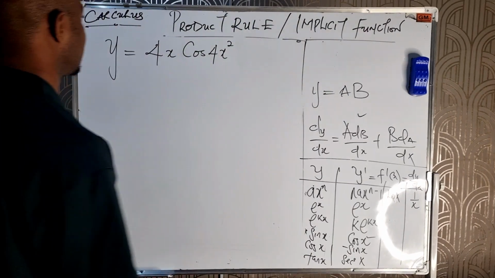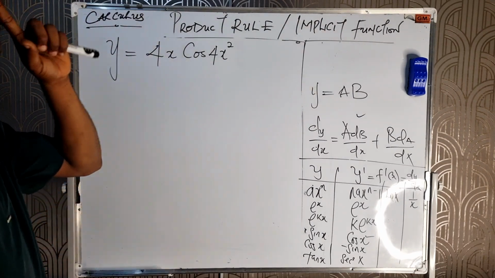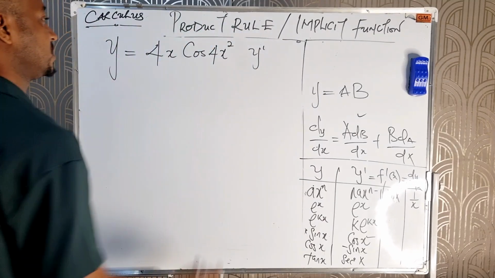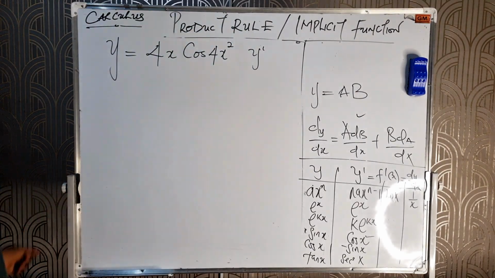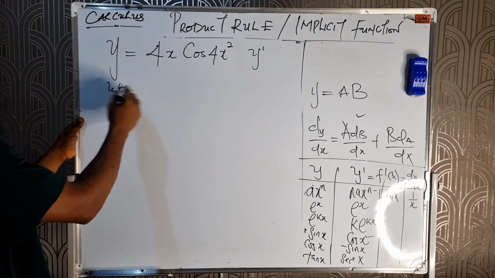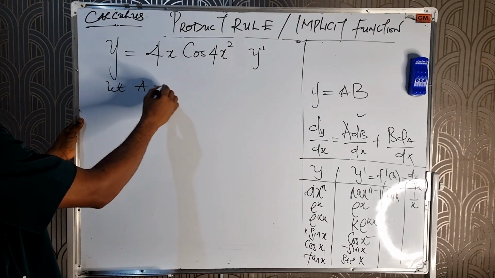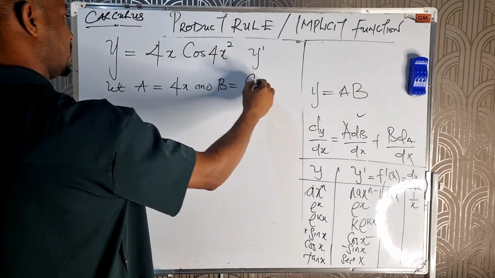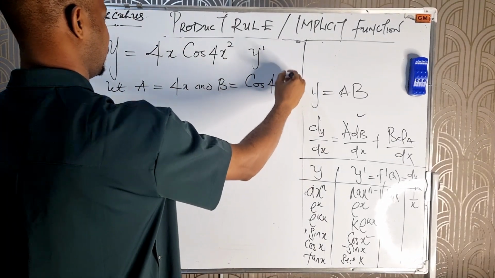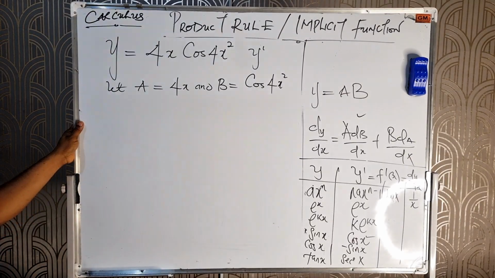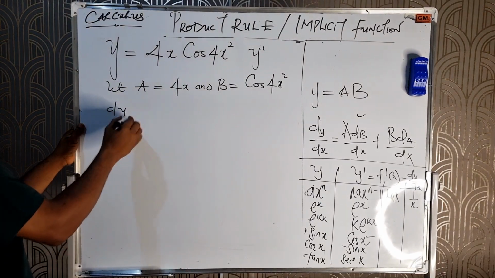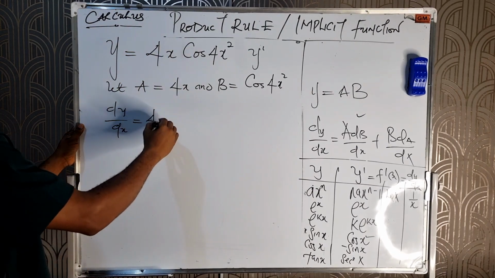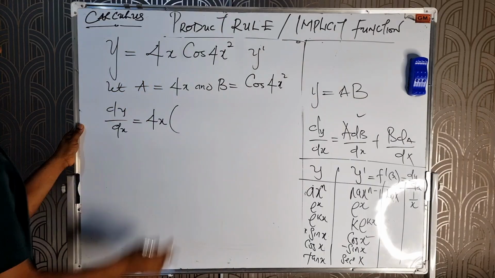I have a question that says if y equals x cos 4x squared, and we have to find dy/dx using the product rule of differentiation. So yeah, we can see that. We can say let our A equals x, and definitely B will be cos 4x squared, right? So we can then differentiate. That will give us what? dy/dx equals, we keep A constant, meaning don't differentiate A, differentiate cos 4x squared.